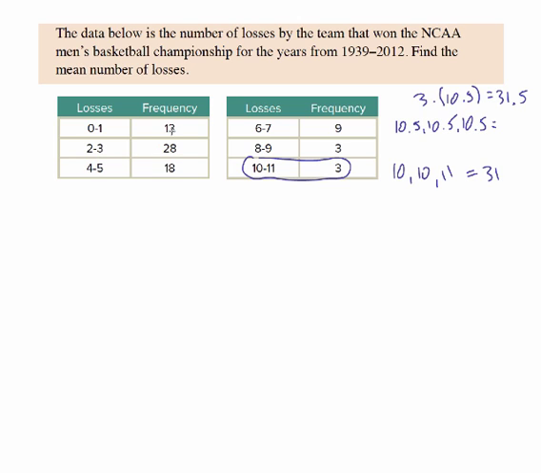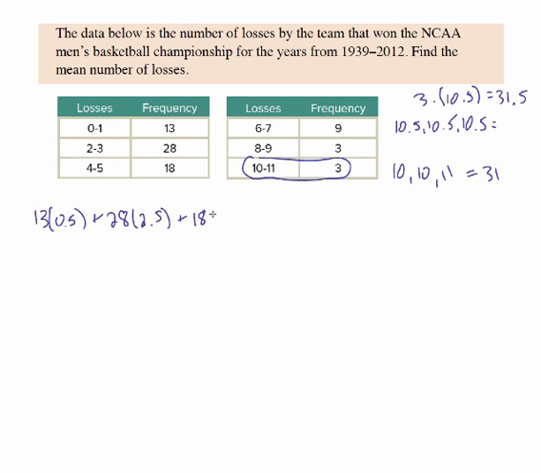So our first category is losses either 0 or 1, and there were 13 teams that did that. So we will guess that on average, they lost a half game each, so we'd multiply 13 by a half to estimate the total number of losses for those teams. Next, of the teams that lost either 2 or 3 games, we would estimate that on average they lost 2.5, and there were 28 of them, so we get 28 times 2.5.